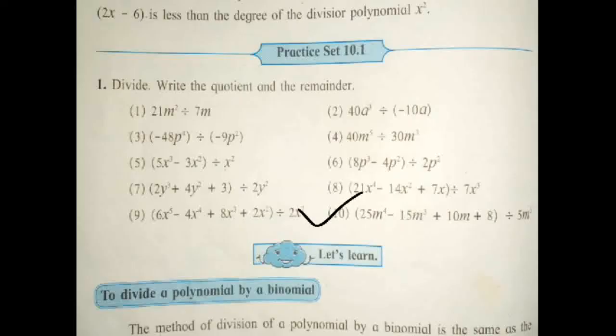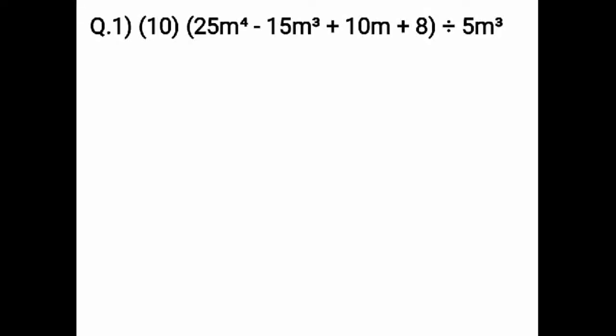Next, 25m raised to 4 minus 15m cube plus 10m plus 8 divided by 5m cube. 10th sum is same like 9th one how I taught. Totally there are 4 terms in bracket. First take the single term when you are dividing by 5m cube. First term is 25m raised to 4. You have to divide 25m raised to 4 by 5m cube.